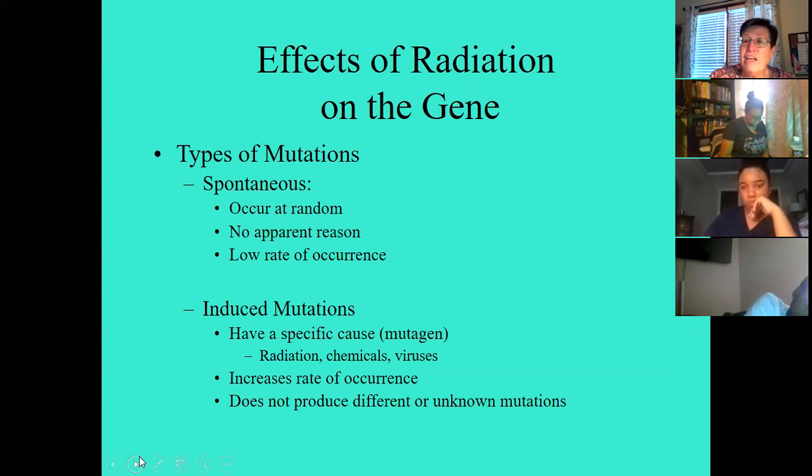We also know that we can induce mutations. That means we can cause them with specific things. Radiation, chemicals, and viruses are known mutagens. So if you exposed a large population, say such as Hiroshima or Nagasaki, to radiation, we would expect an increased rate of mutations occurring. And again, induced mutations are not going to show up as something very different or something we've never seen before. It simply increases the rate at which spontaneous mutations would occur.